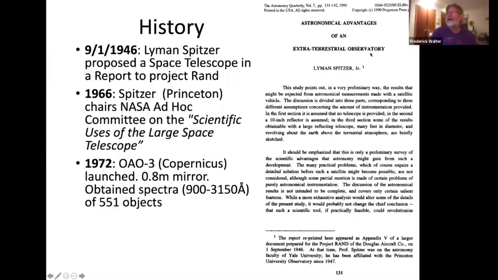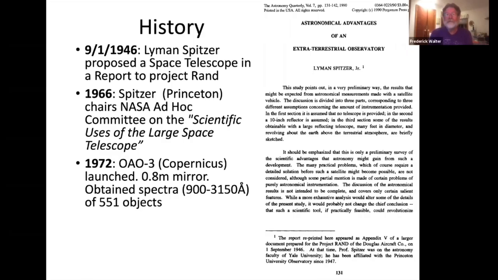So, the history of Space Telescope is that, well, it goes back a long way. There were people who suggested putting telescopes in space in the 1930s. The first formal presentation of the idea came from Lyman Spitzer in 1946, who proposed in a report to Project RAND a space telescope. And it sort of died there.